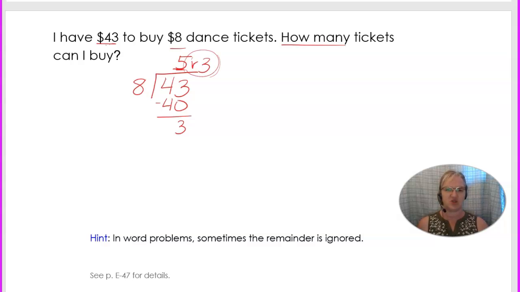Can I do anything with it? Could you buy 3 parts of a ticket? No. So in word problems, sometimes the remainder is ignored. In this case, the 3 isn't useful for us at all. All it means is that we'll have $3 left out of the 43, because we started with $43, right? So we'll have $3 left when we buy 5 tickets. So maybe you can go and buy a chocolate bar or something with the remaining $3.